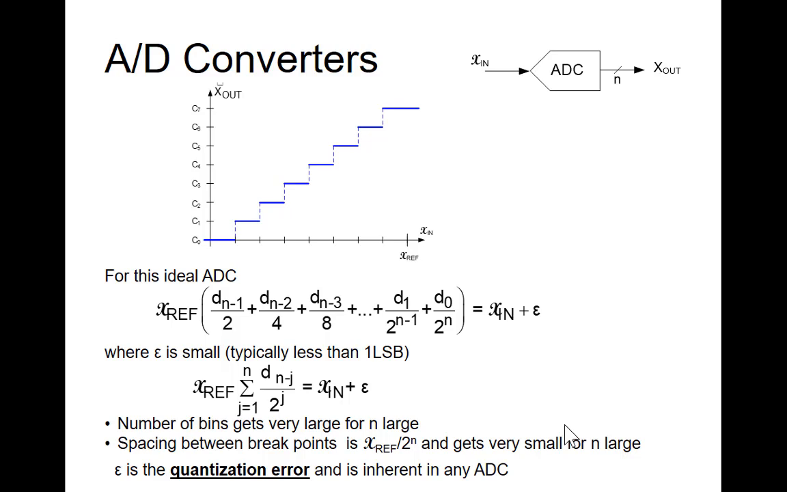Since I'm looking at ideal ADCs right now, ideal ADCs have an error. That's this error epsilon. So for an ideal ADC, this error is called a quantization error. Any ADC has a quantization error. It's the difference between the actual analog input and the interpreted value of that input.